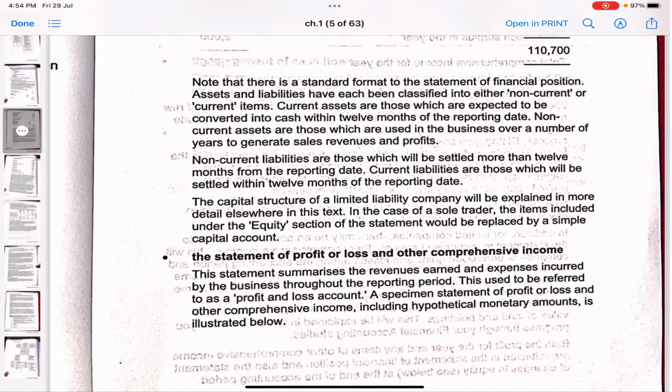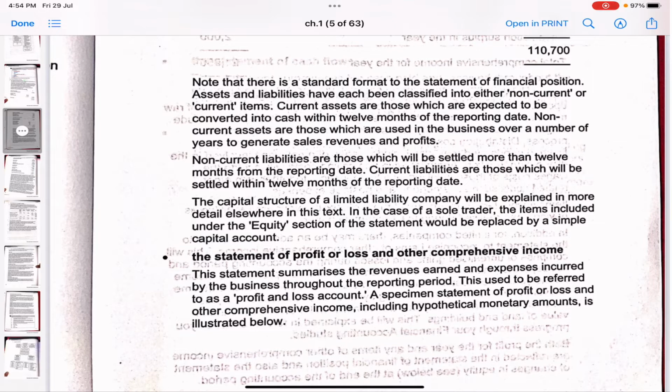Note that there is a standard format to the statement of financial position. Assets and liabilities have each been classified into either non-current or current items. Current assets are those which are expected to be converted into cash within 12 months of the reporting date. Non-current assets are those which are used in the business over a number of years to generate sales revenues and profits. Non-current liabilities are those which will be settled more than 12 months from the reporting date. What are current liabilities? Current liabilities are those which will be settled within 12 months of the reporting date.